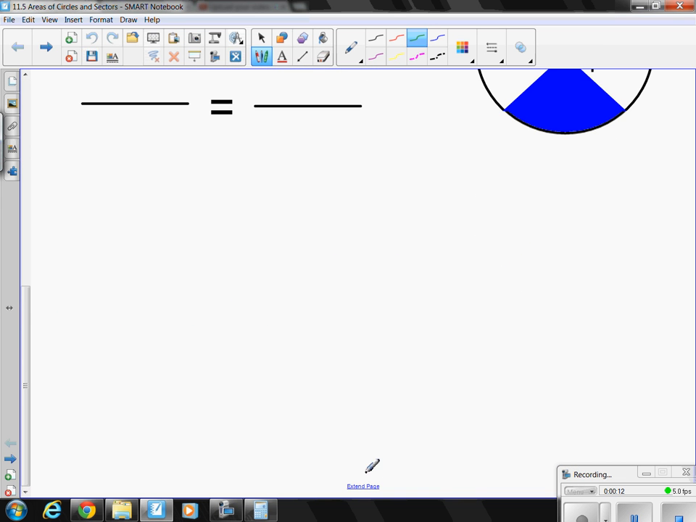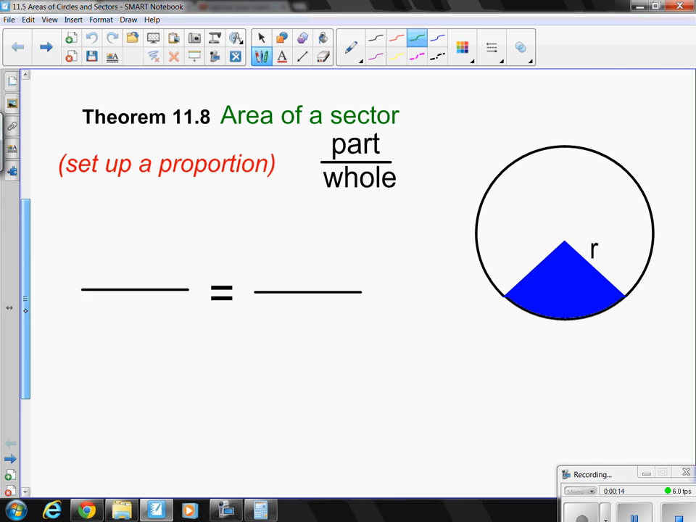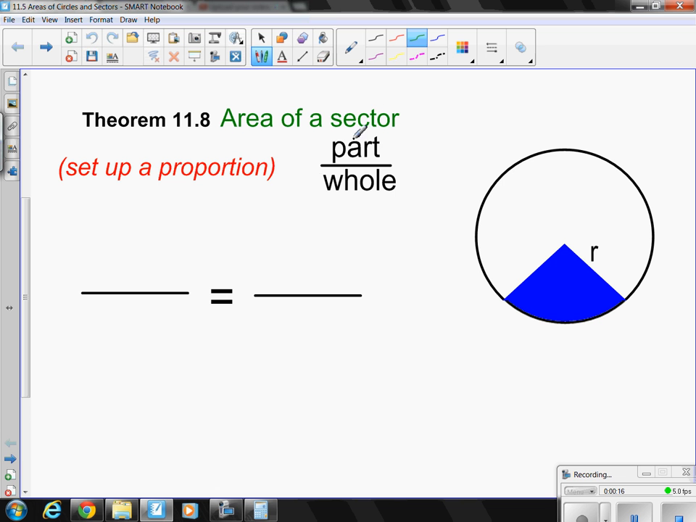And now we can use this, just like we did with arc length, we can set up a proportion to find the area of a sector. A sector is a part of a circle. It's not the full circle, but it's just part of it.